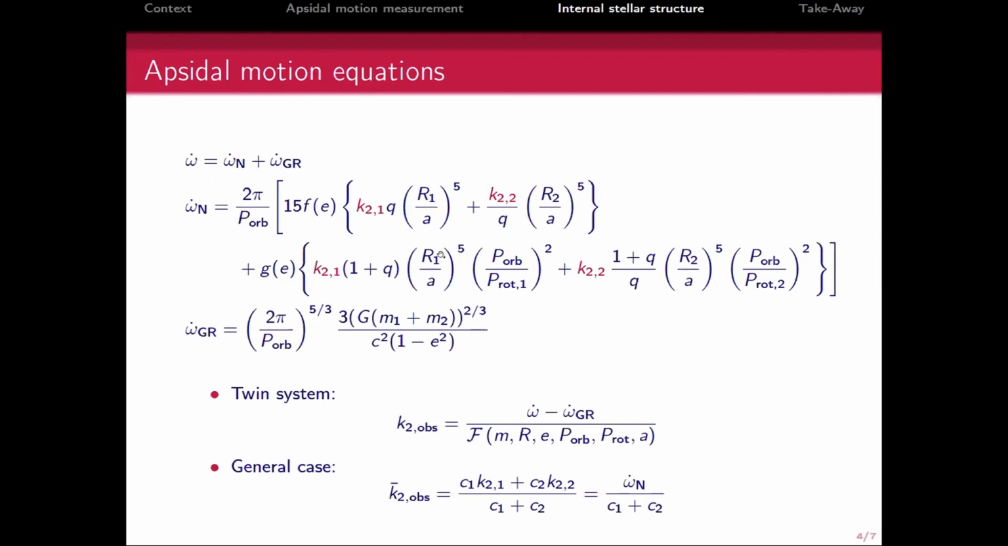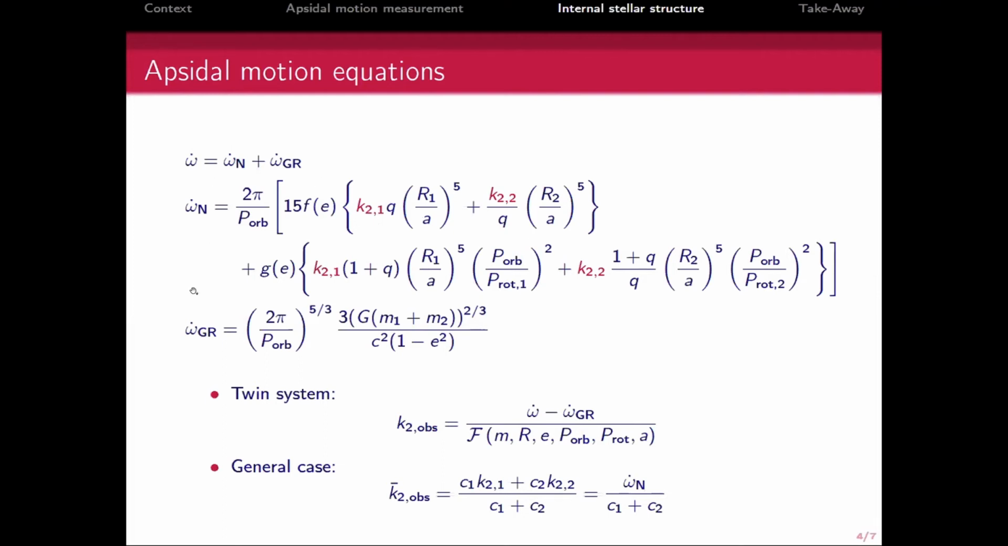Very quickly, in this equation, e stands for the eccentricity, f and g being functions of the eccentricity, R are the radii, a the semi-major axis, q the mass ratio, M the masses of the stars, P_orb and P_rot the orbital and rotational periods, and k21 and k22 the internal structure constants of the stars. These k2 are computed through the integration of the differential equation, the Clairaut-Radau differential equation, which depends upon the density inside the stars.